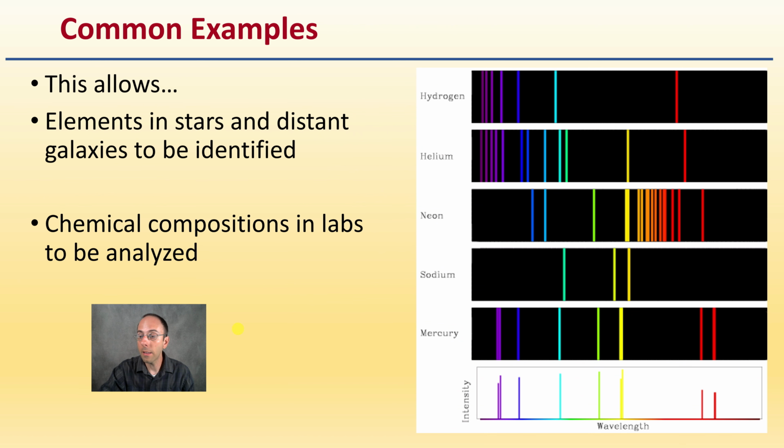Lastly, just some common examples to zoom in on a couple: hydrogen, helium, neon, sodium, and mercury. This allows elements in stars and distant galaxies to be identified. The chemical composition of samples in labs can also be identified. And just looking at this more simplified version, we can definitely see how some might have some similarities, such as hydrogen and helium, but also some distinct differences in their line spectrum, allowing us to provide an identification for something that originally might be unknown.